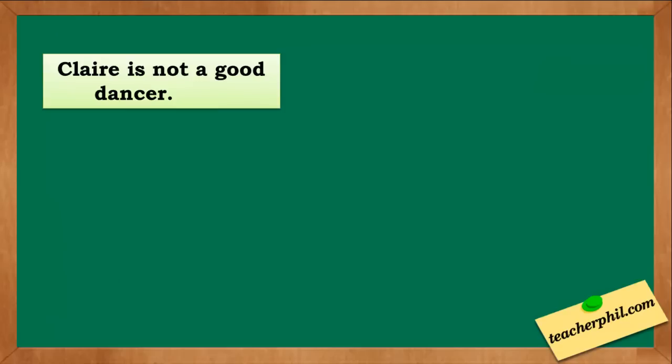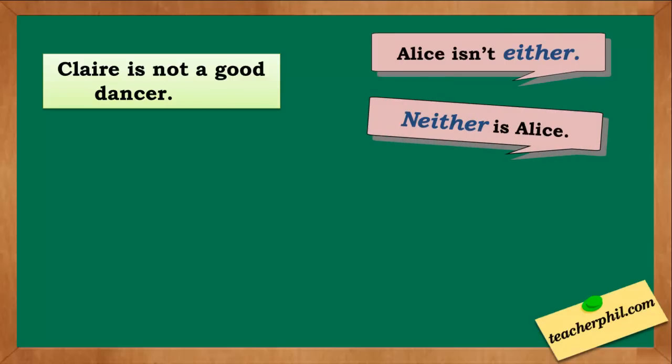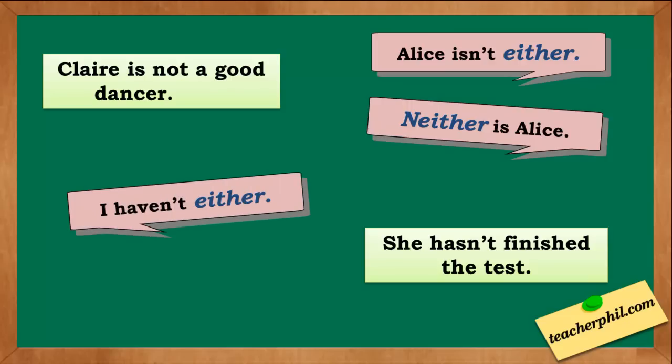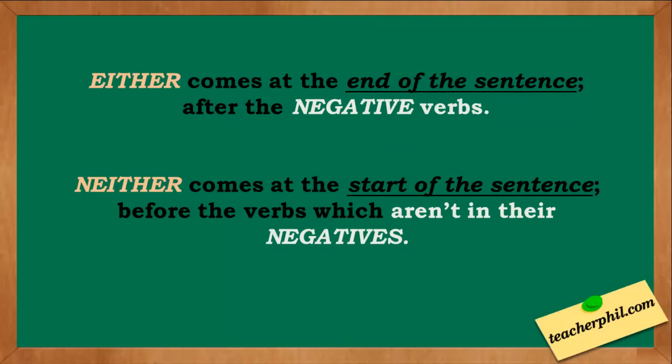Claire is not a good dancer. Alice isn't either. Or, neither is Alice. She hasn't finished the test. I haven't either. Or, neither have I. Either comes at the end of the sentence, after the negative verbs, while neither comes at the start of the sentence, before the verbs which aren't in their negatives.